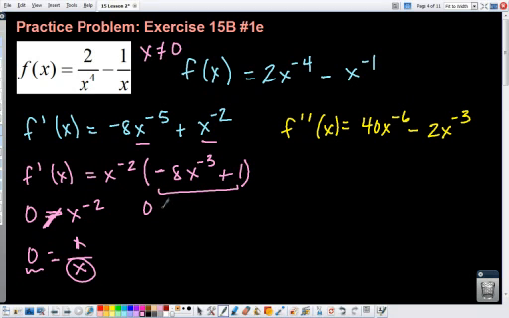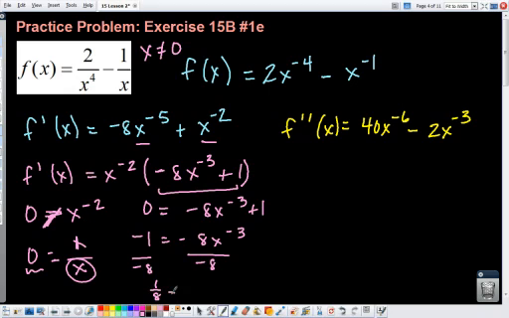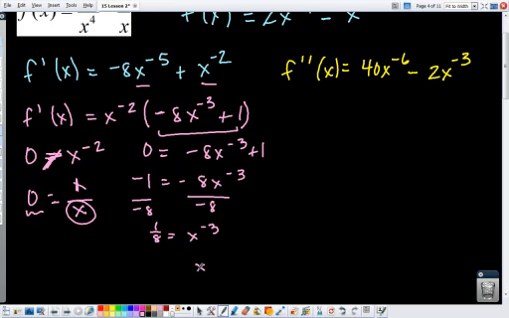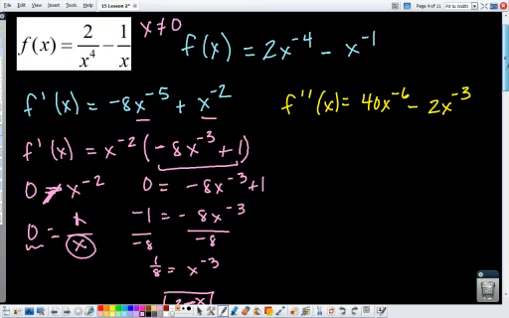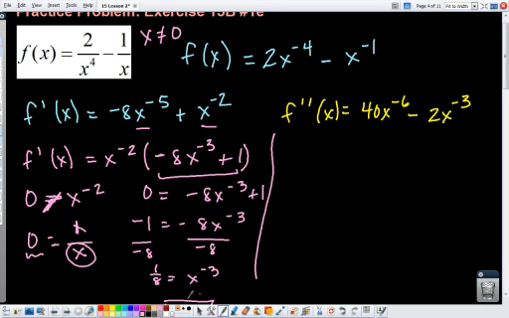Okay, so let's do this part here. So 0 equals negative 8x to the negative third plus 1. I'm going to subtract 1 from both sides. And now I'm going to divide by negative 8. So 1/8 equals x to the negative third. Running out of room here. So x equals positive 2. Okay, so this is our x-coordinate. So I'm going to now take this x equals 2 and plug it into the second derivative.